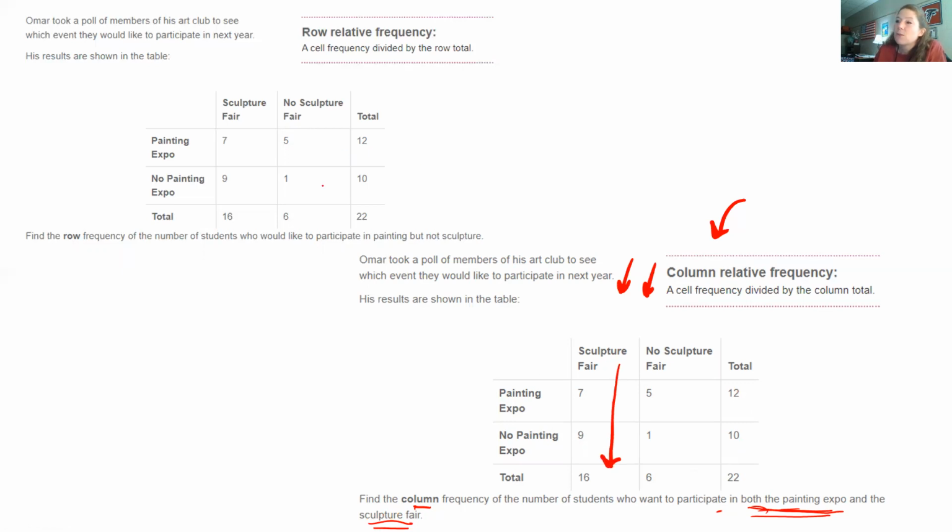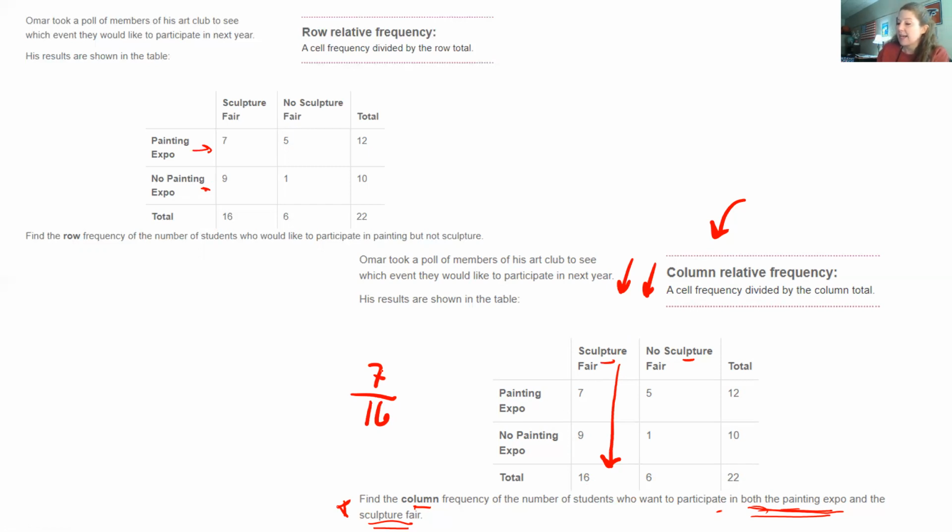This one up here was the first criteria, but that was because it was one of the rows. This one is actually the second criteria, but since we're talking about columns specifically, you have to use the subjects of the columns, and in this case, it's sculptures. So the total number of students going to participate in the sculpture fair is 16. That's our denominator. And the ones who also are going to do painting expo is 7. So our column frequency is 7 out of 16.